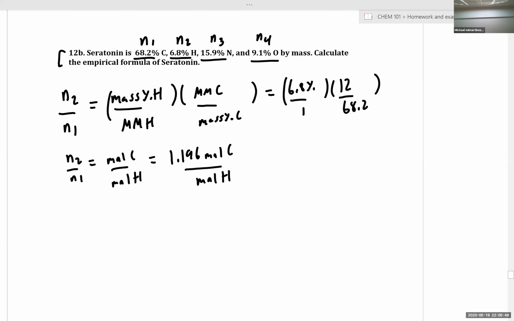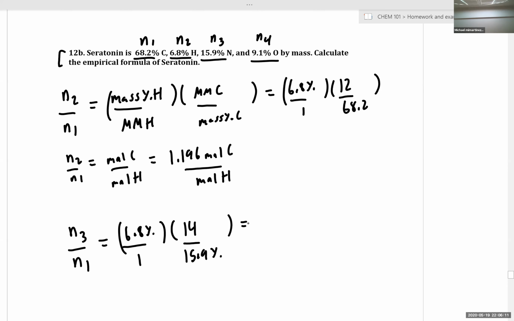Okay, let's repeat the same process for nitrogen. So N3 over N1. Again, plugging in similar numbers, we have 6.8 over 1 times the molar mass of nitrogen, which is 14, over the mass percentage of nitrogen, which is 15.9%. This equation is in chapter 3 and chapter 4 notes when we discussed the empirical formula.